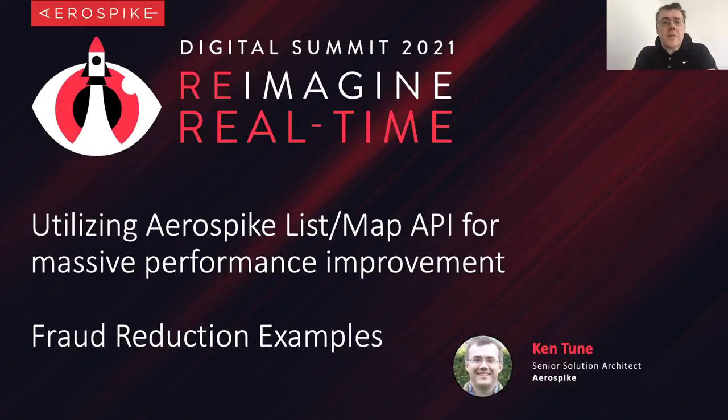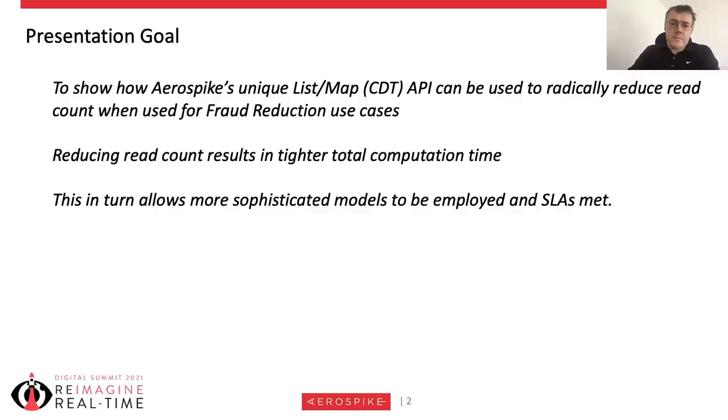Today I'm going to help you understand why it's useful by letting you see how it's applied in the context of an actual customer problem. Specifically, I'm going to talk about fraud reduction applications and how the List and Map API can be used to enormously streamline the types of calculations that are commonplace in that area. We're going to look at how the CDT API in the context of fraud reduction will let you reduce your read count substantially as against a database which doesn't offer a similar API.